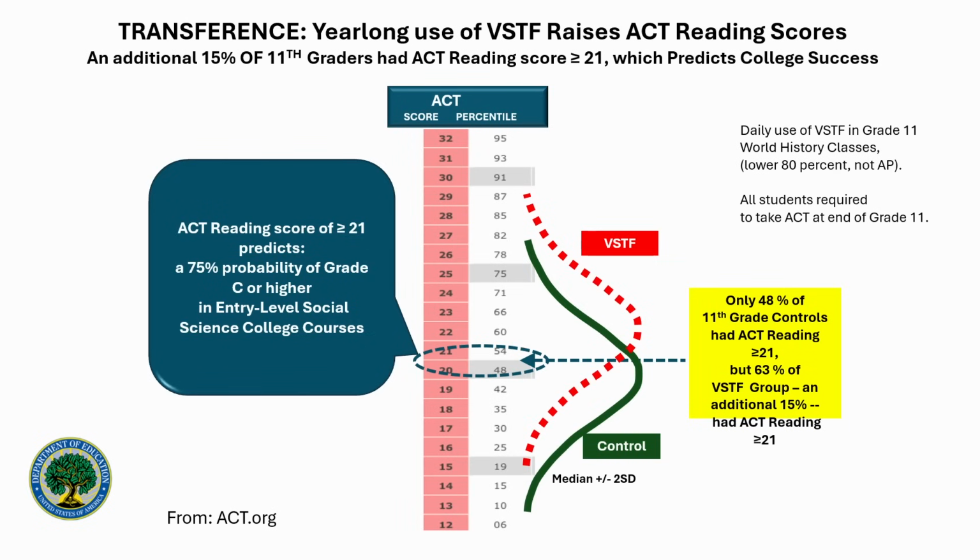What this study showed when the students were randomized to the control condition and the VSTF condition was that a substantial portion of the VSTF group were able to lift their scores up above this 21 threshold. In fact, it was an additional 15% of the study population that were able to get their scores above 21.